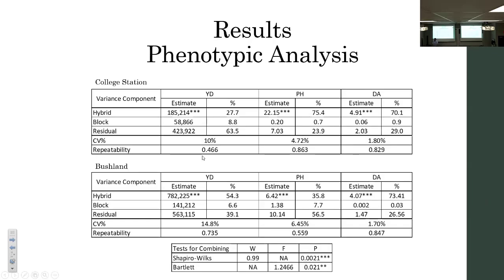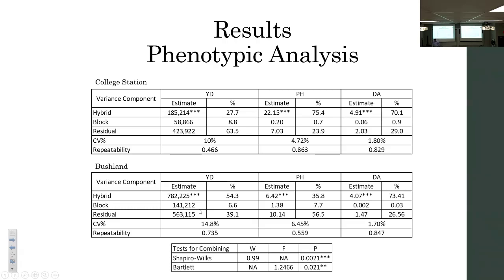Okay, so getting into some results. Just for our phenotypic analysis, for the models that we fit here, you can see that in College Station and Bushland, hybrid is significant for all of our traits, which is good to see. And then our rep effect was not. We can see that our CV and repeatabilities are all within fine limits there.